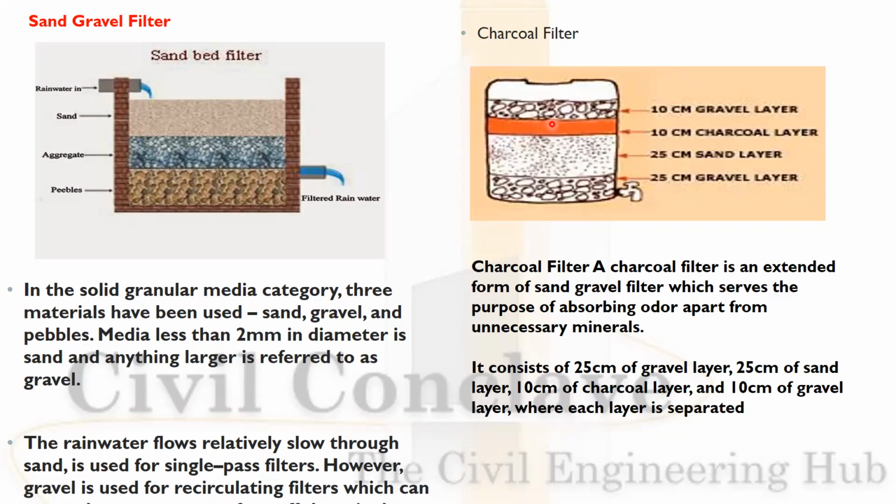Charcoal filter. Here you can see a 10 mm gravel layer, then comes the charcoal layer, then sand layer, then gravel layer. The charcoal filter is an extended form of the sand gravel filter which serves the purpose of absorbing odor apart from unnecessary material. It consists of 25 cm of gravel layer, 25 cm of sand layer, 10 cm of charcoal layer, and 10 cm of gravel layer, where each layer is separated.